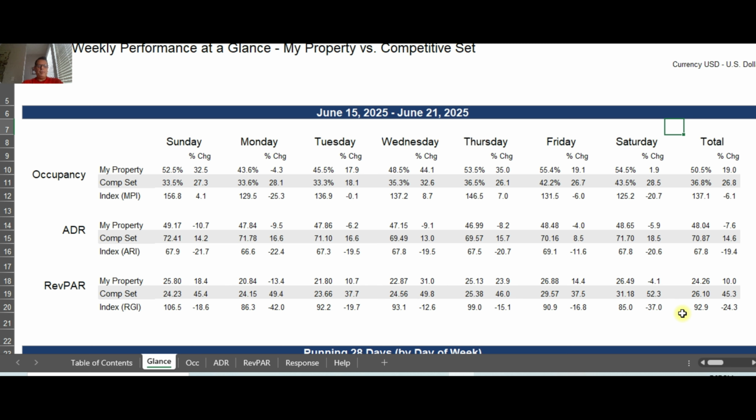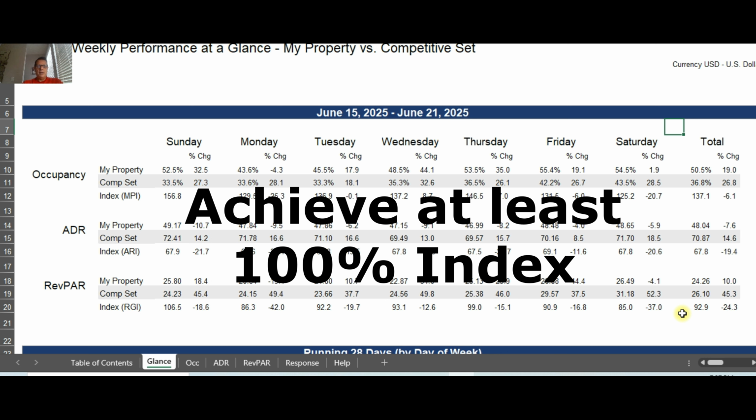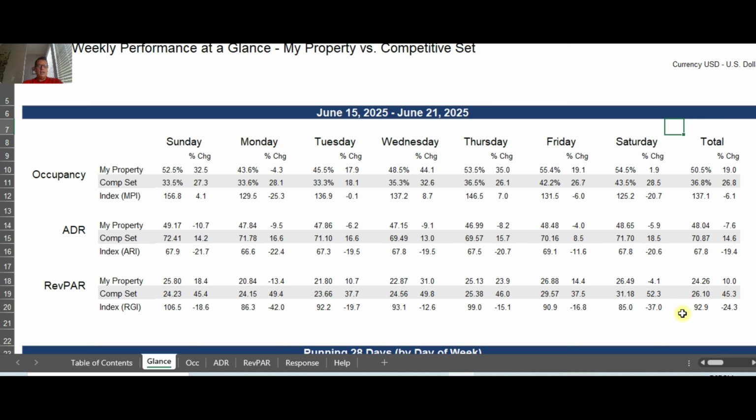You want your RevPAR index to be at least 100%. More than 100% means you outperform your competitors. So it's doing a comparison of your hotel against your comp set's average.